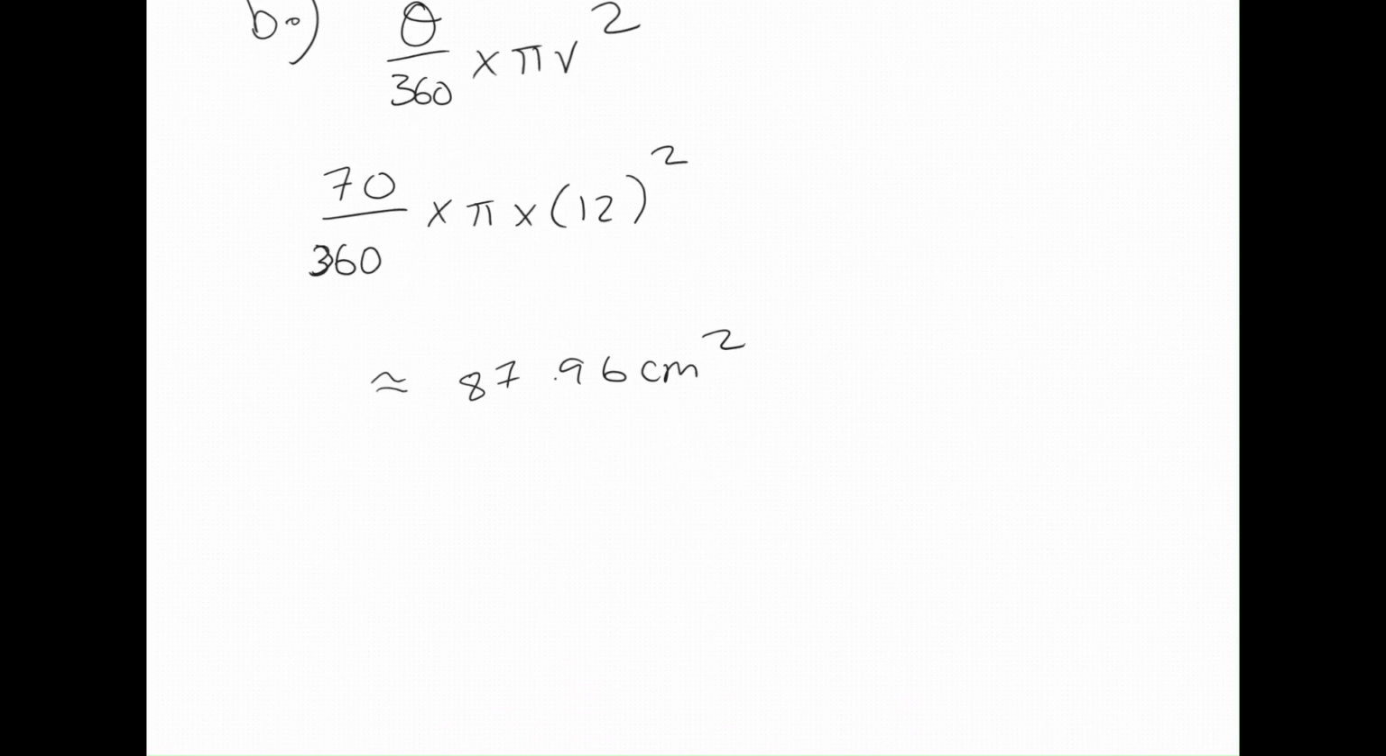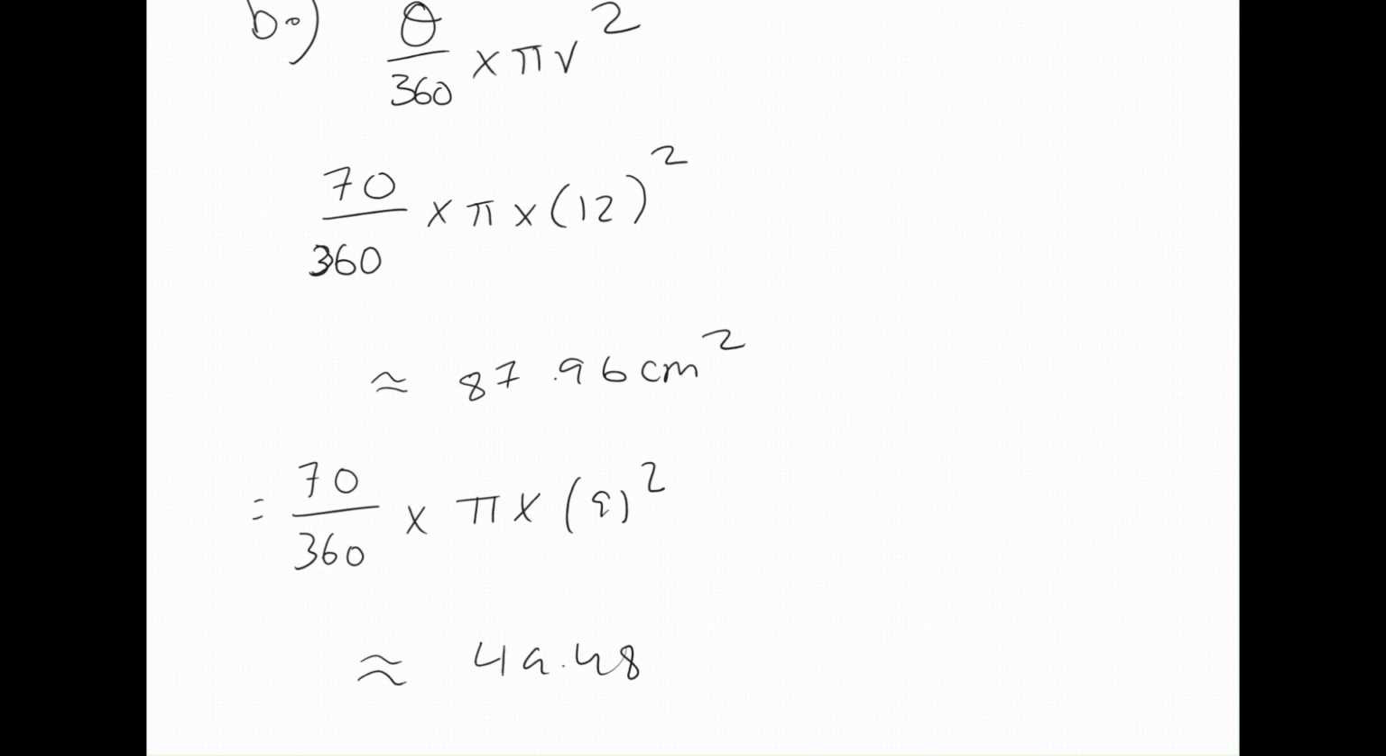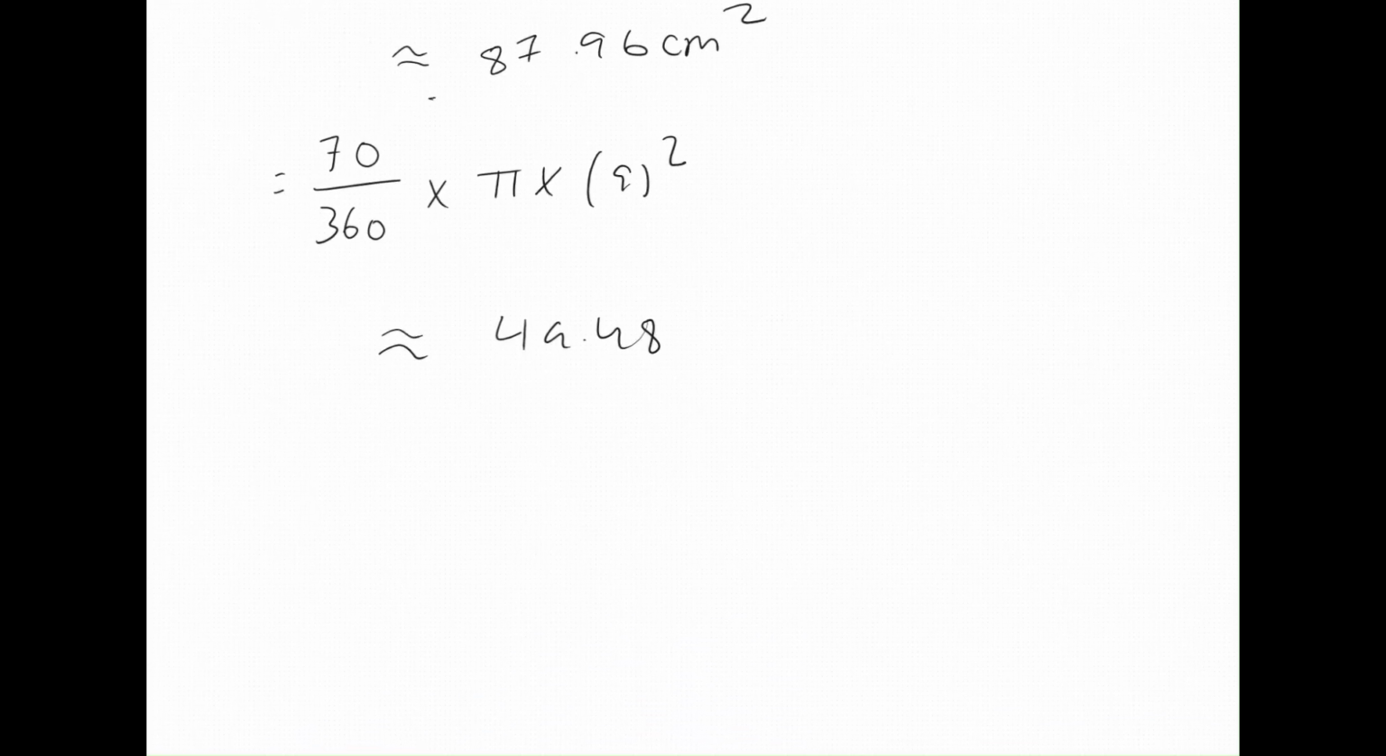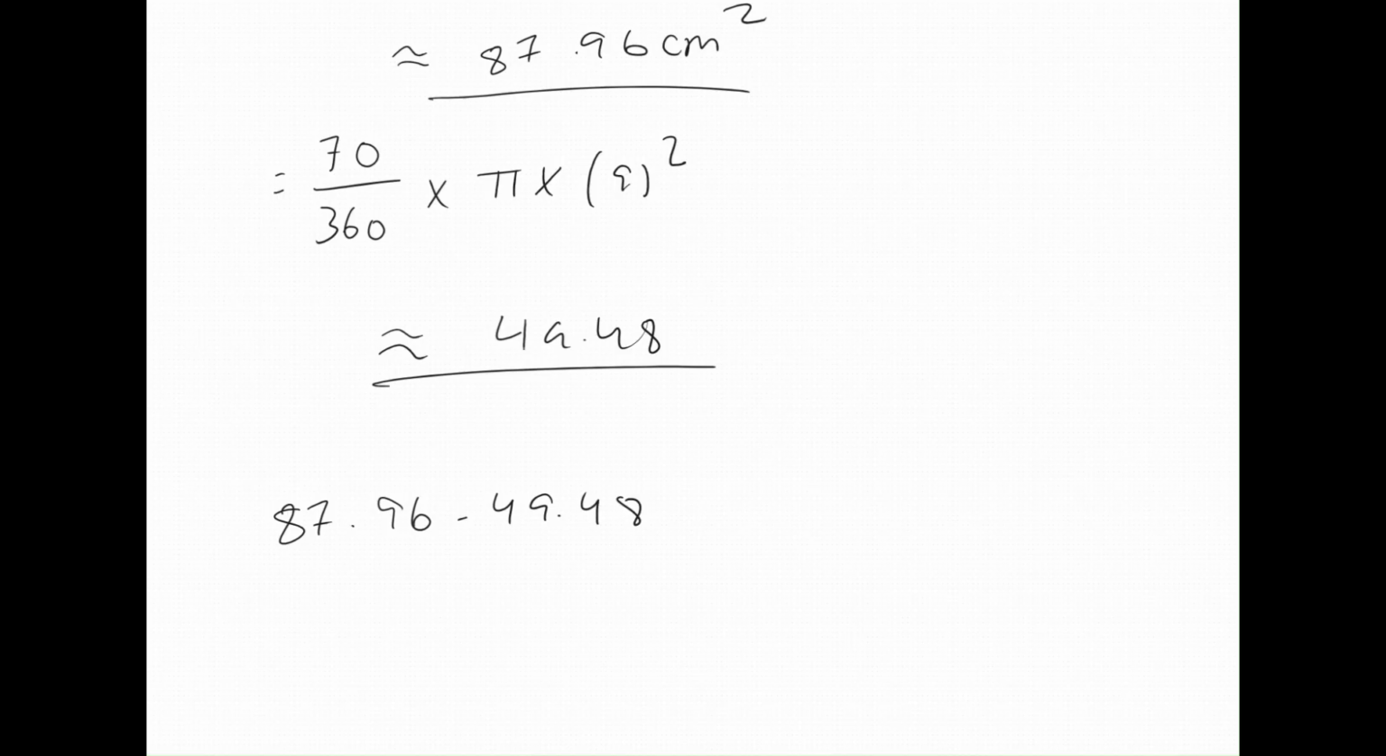Then we also have to work out the area of the small sector, which is 70 over 360 times pi times 9 squared, which gives approximately 49.48. Now to work out the area of the shaded region, it'll simply be 87.96 minus 49.48, which gives you 38.5 centimeters squared.